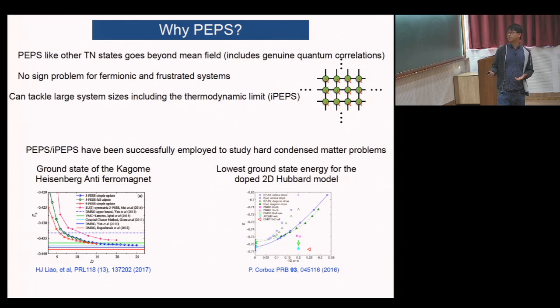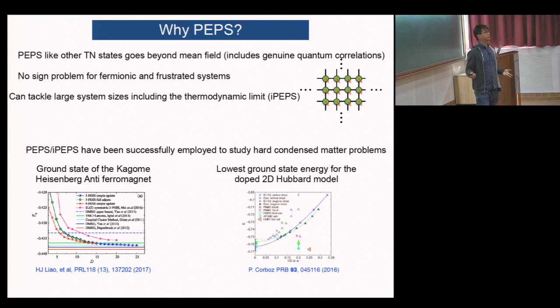And the other example is that PEPs have been able to obtain the lowest ground state energy for the 2D Hubbard model. This is considered a holy grail for high temperature superconductivity, and PEPs has managed to beat the best state of the art quantum Monte Carlo techniques in terms of the ground state energy. So these are just applications of PEPs recently for ground states. These are paradigmatic models like the Hubbard model, Kagome-Heisenberg antiferromagnet, and so on.